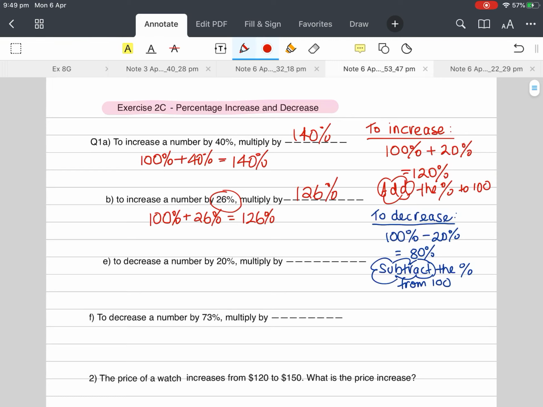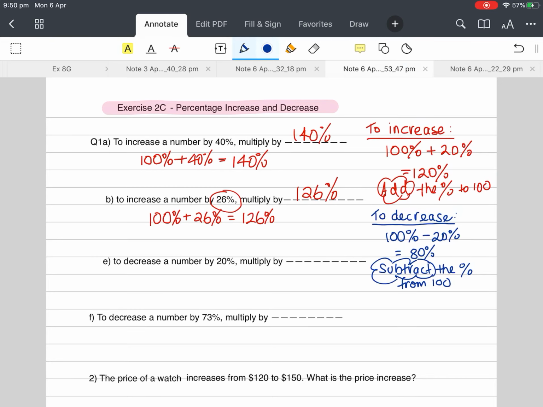Okay, now the blue writing is decreasing. So when we decrease, we do the opposite to increasing. When we increase, we added. So the opposite to adding is to subtract. So when I want to decrease a number, I actually take that percentage away from 100% first. So if I wanted to decrease by 20%, I go 100% minus 20%, and I get 80%.